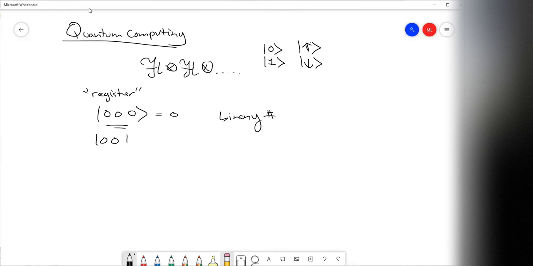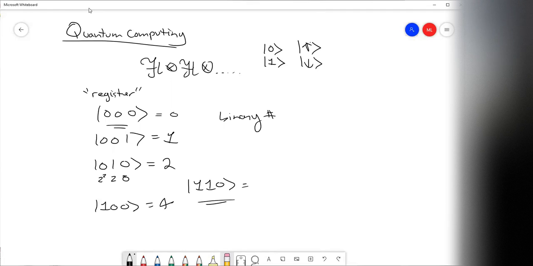So this would be 1, this is the 0th place, this is the 2 to the 1, and this is the 2 squared, the 4th place, so this would be 2. Here is 4. If you wanted 3, you would have 1, 1, 0. That would be the bit register corresponding to a 3. So that's what you have.